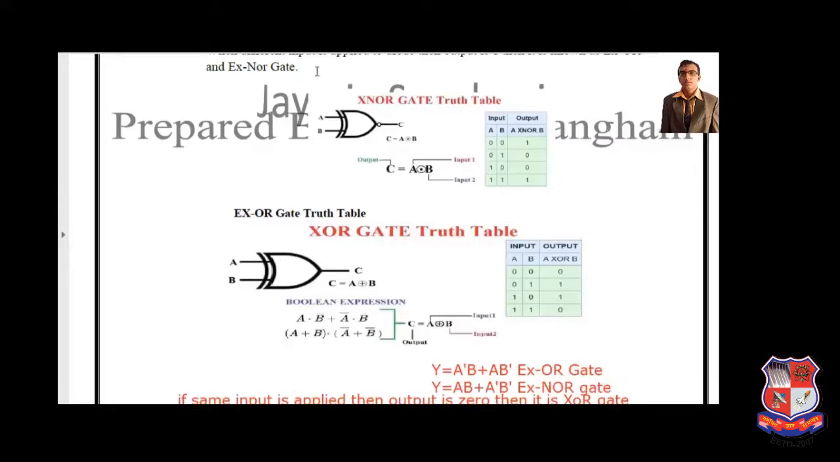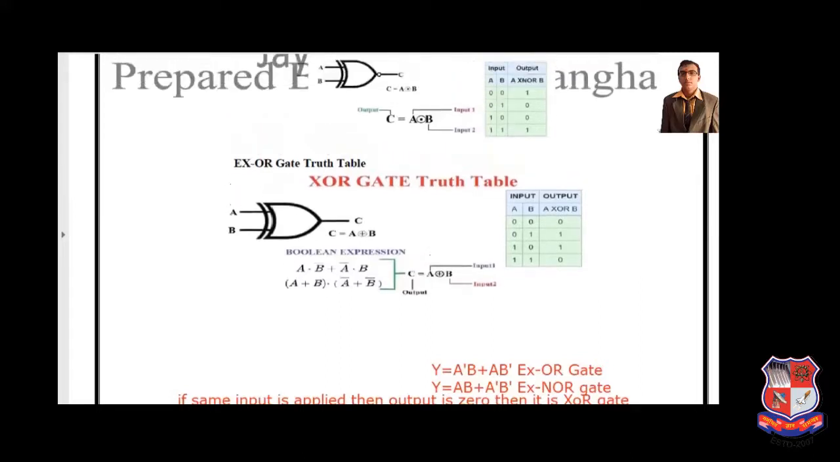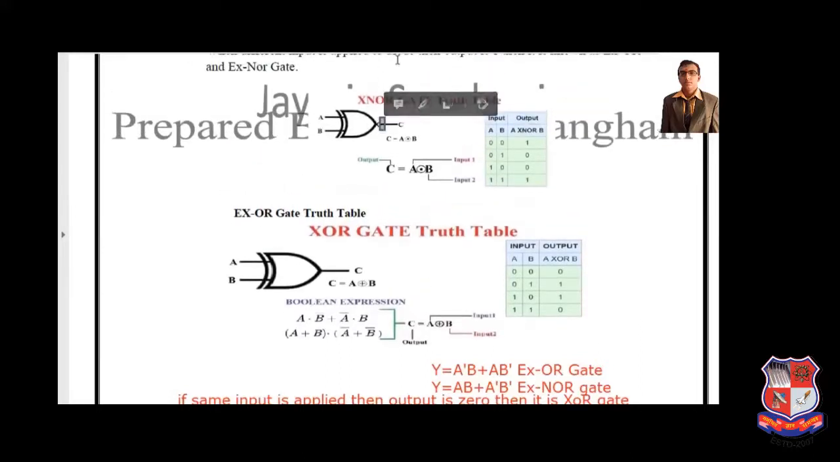And what is the XNOR gate? If the same input is applied, then output is 1, and it is known as XNOR gate. See this, here XOR gate and here XNOR. Simply sketch the bubble. The bubble indicates the difference between XOR and XNOR gate. In XOR gate, the bubble is not included, but in XNOR gate, the bubble is included. So it is the complete portion, the entire topic related to fundamentals of logic gates.